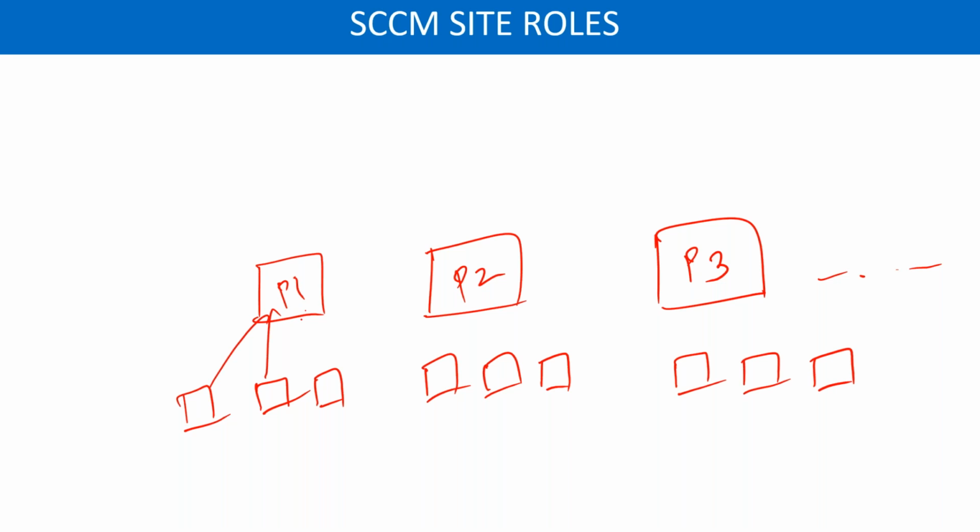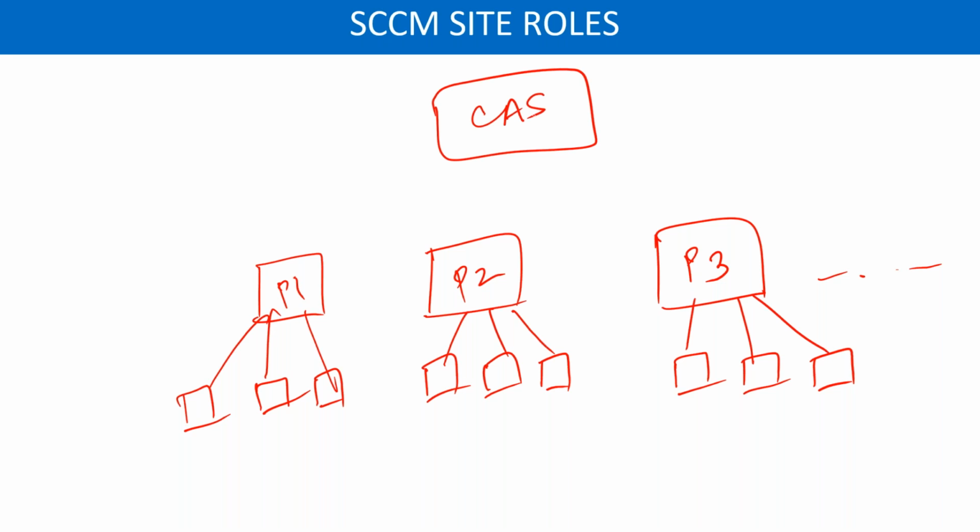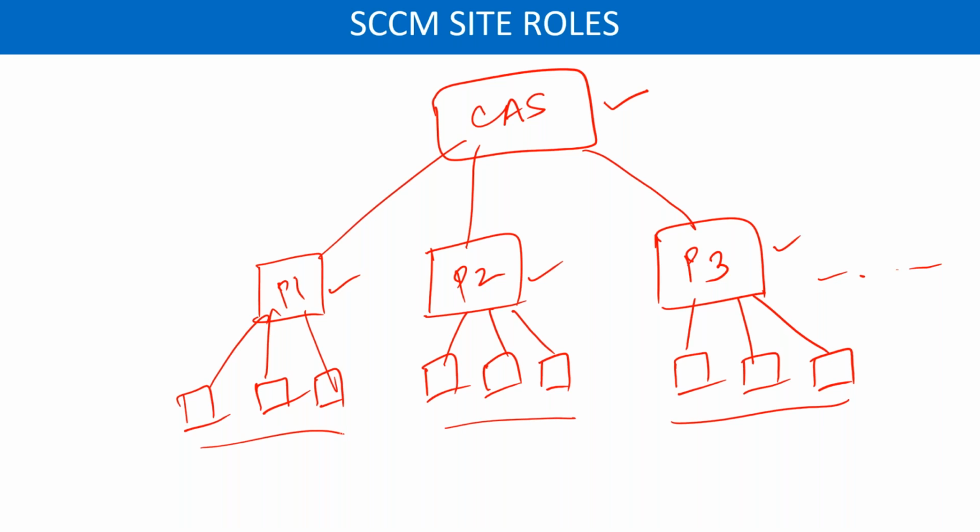The secondary will report to primary like this, and the primary will be managed by the central administration site. So central will be sitting on the top of the hierarchy. So this is central, these are 3 primary sites, and these are secondary sites. This is for big size organizations, IBM, Deloitte, Accenture and all.